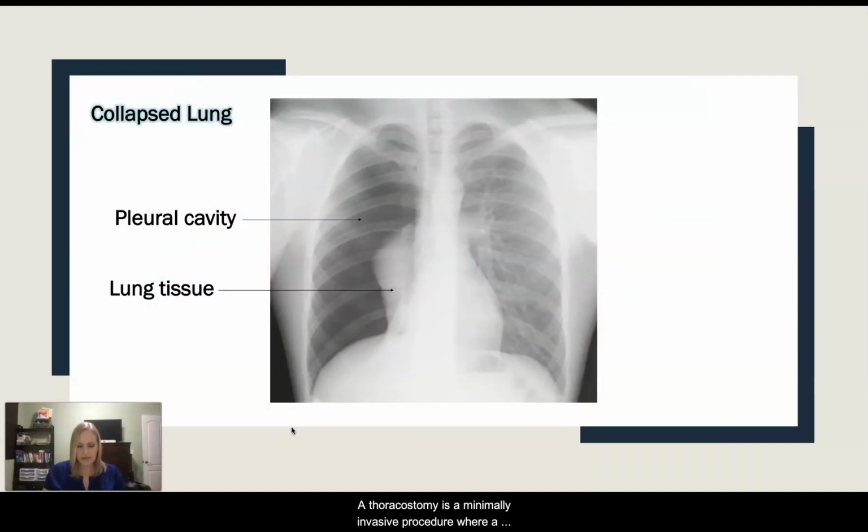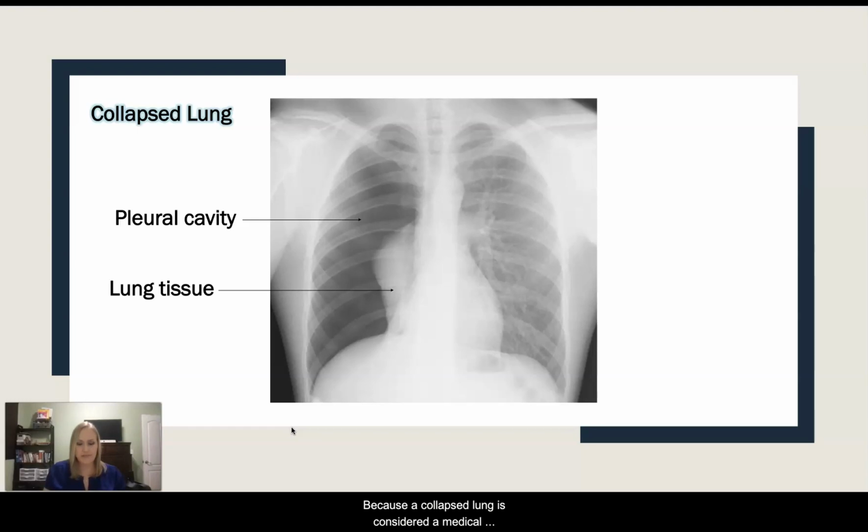A thoracostomy is a minimally invasive procedure where a tube is inserted into the pleural cavity to evacuate air or liquid. This procedure is done at the bedside in an emergency department or in the ICU. Also, patients who are undergoing thoracic surgeries will have one placed to evacuate the air within the thoracic cavity.